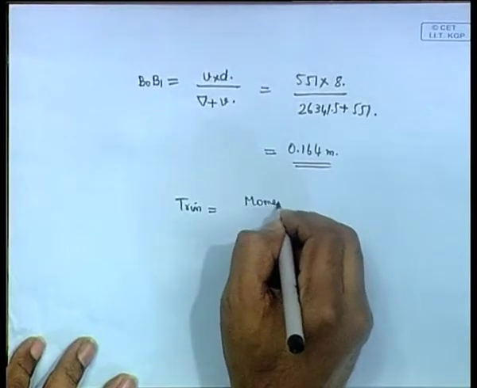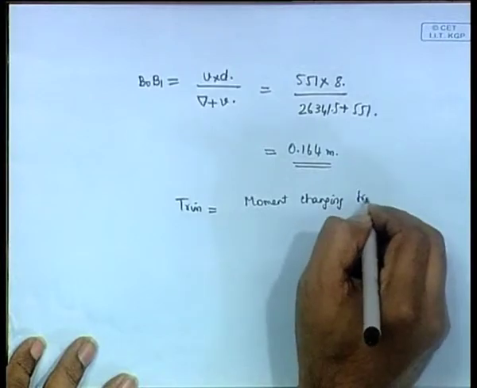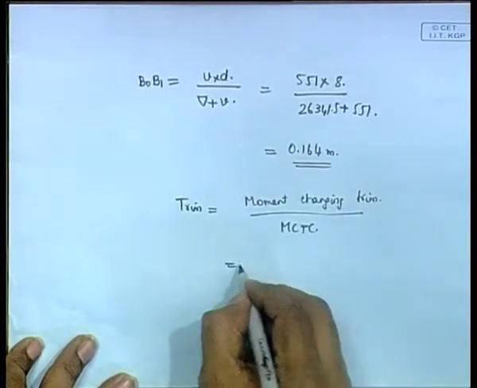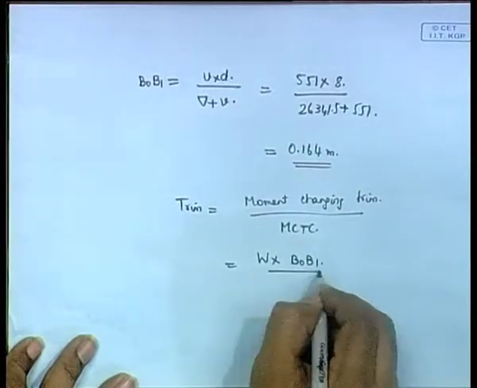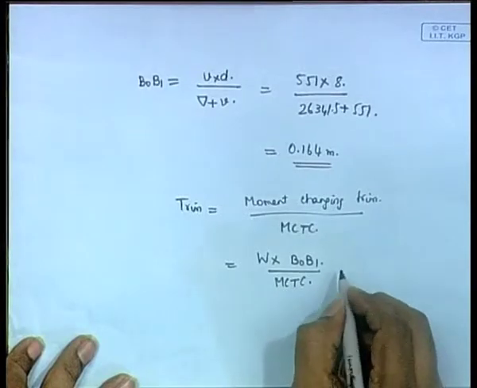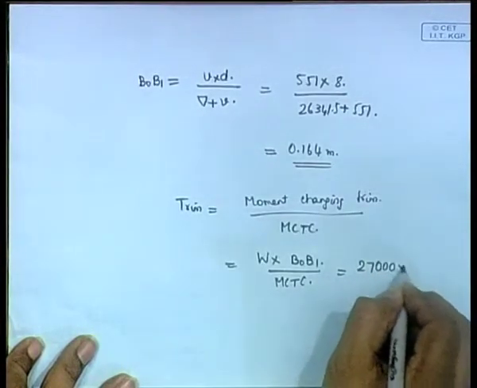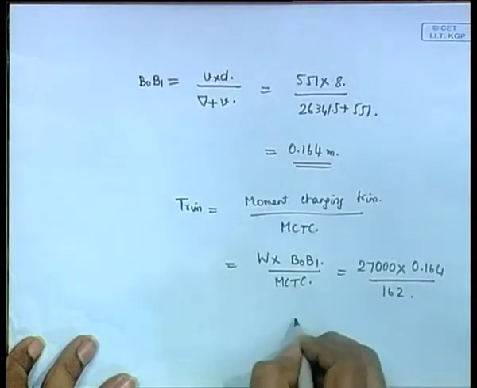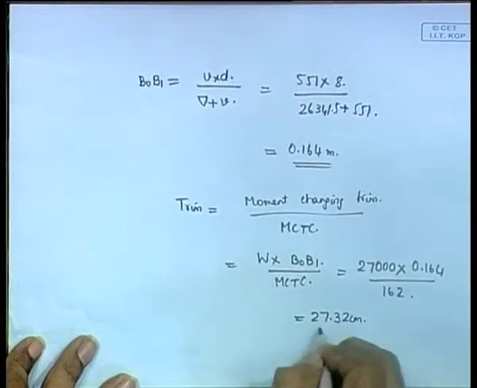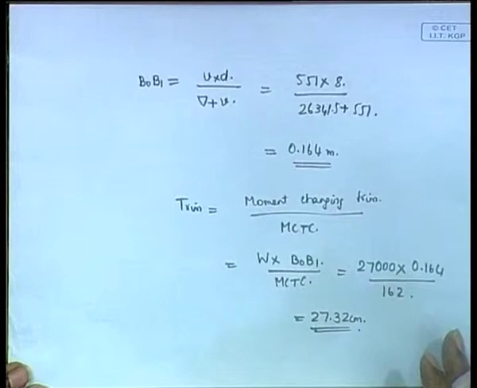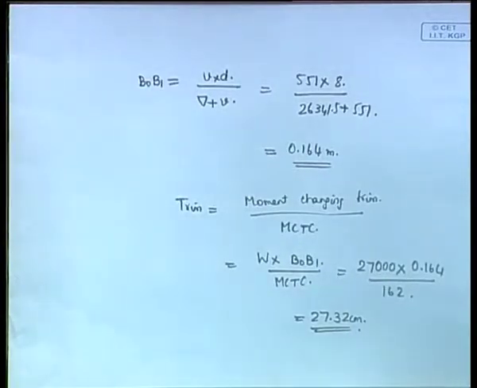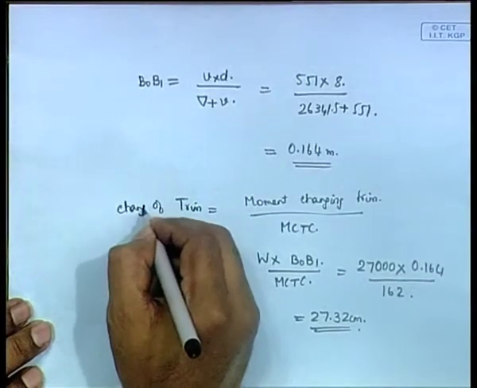And then next is trim is equal to moment changing trim divided by MCTC. The moment changing trim is equal to W into B0 B1 divided by MCTC. W is equal to the weight of the ship, 27,000 tons, into B0 B1 we just calculated, divided by MCTC. MCTC is given. So this will give you the total trim. And now, this is the change of trim, not trim, sorry. This is the change of trim.